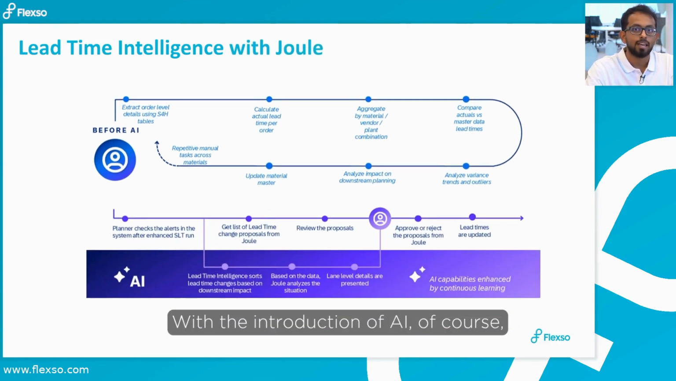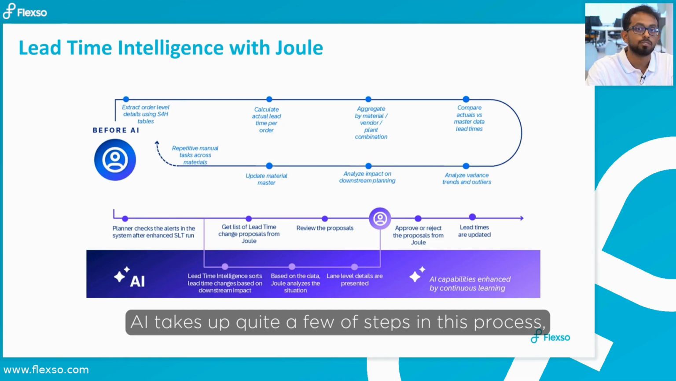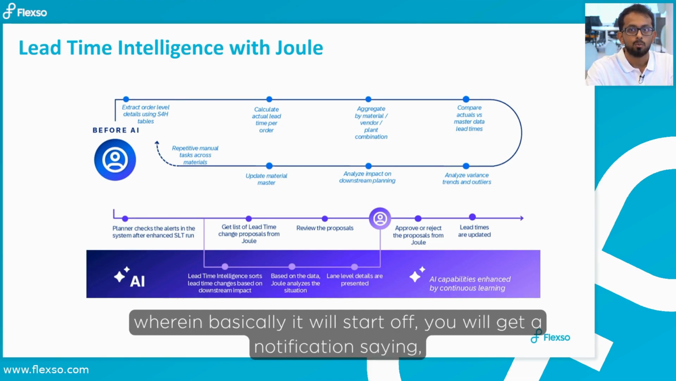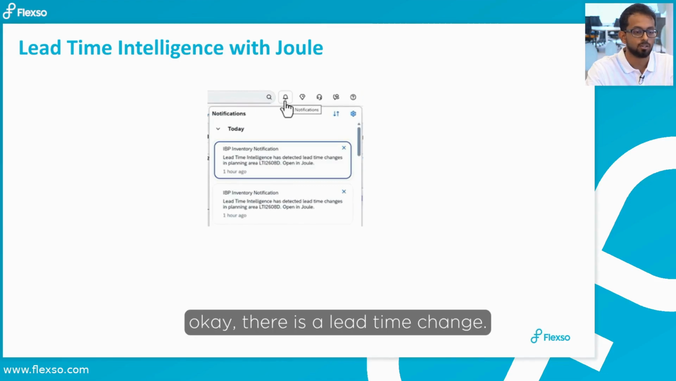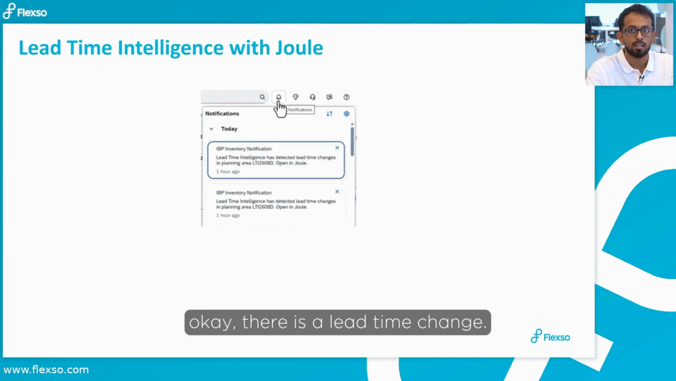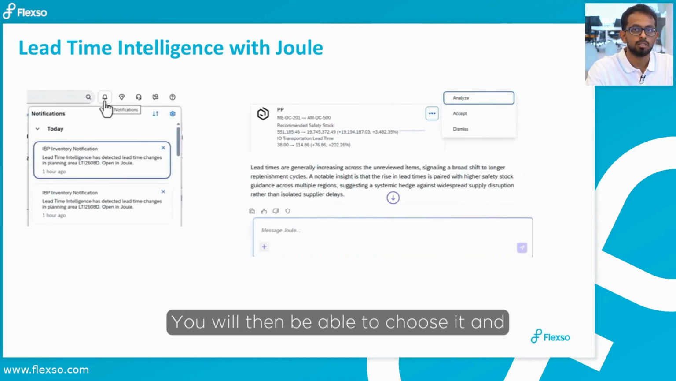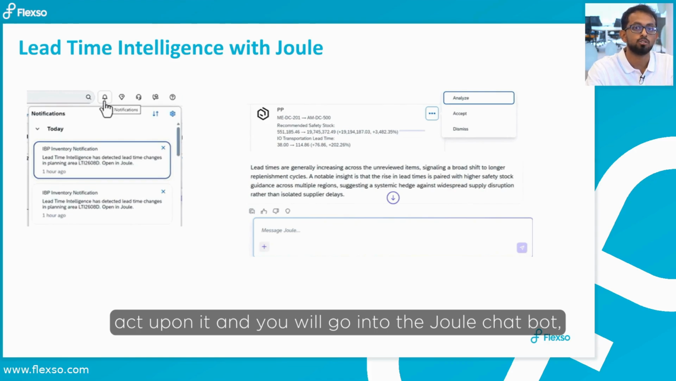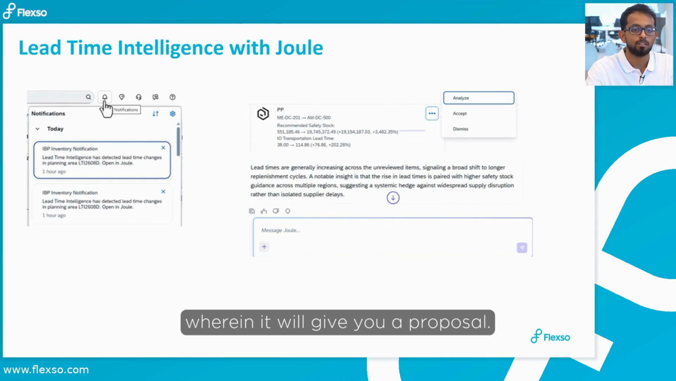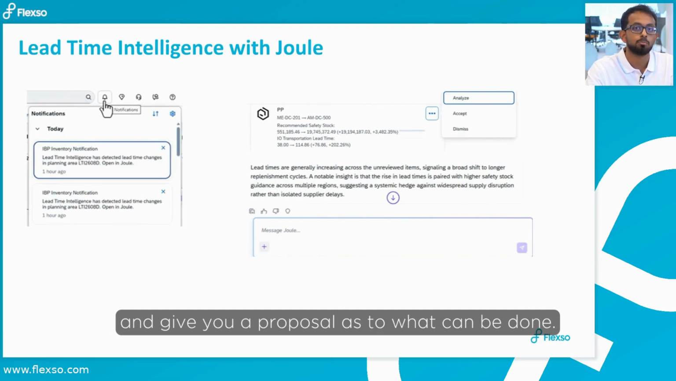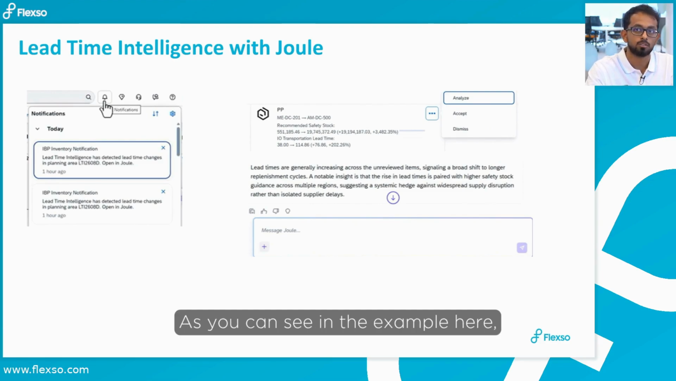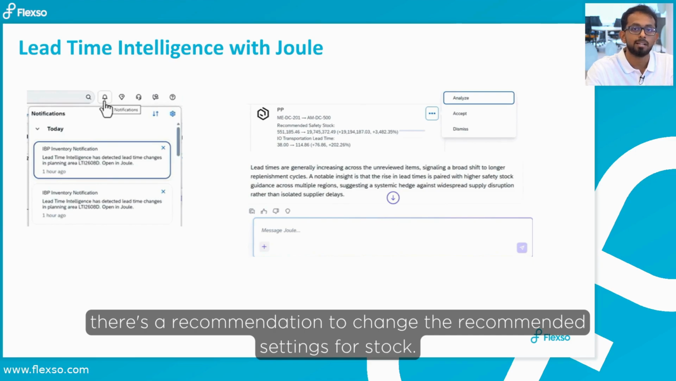With the introduction of AI, of course, AI takes up quite a few of the steps in this process, wherein basically you will get a notification saying, okay, there is a lead time change. You will then be able to choose it and act upon it, and you will go into the Joule chatbot, wherein it will give you a proposal. It will first show you a detection in the lead time, right? And then it would have already made an analysis and give you a proposal as to what can be done. As you can see in the example here, there is a recommendation to change the recommended safety stock.